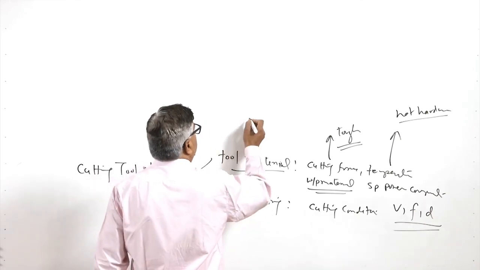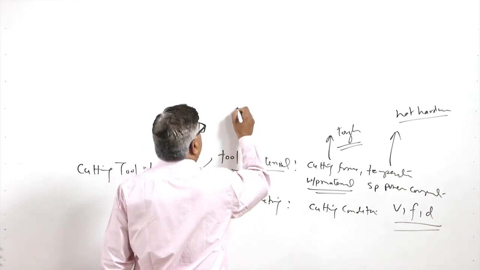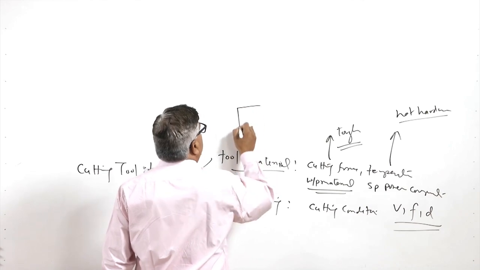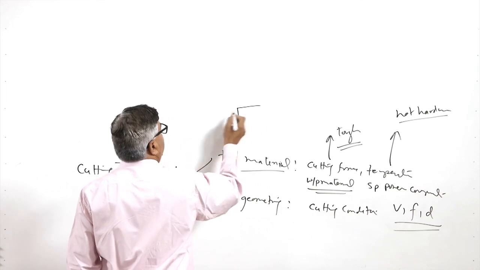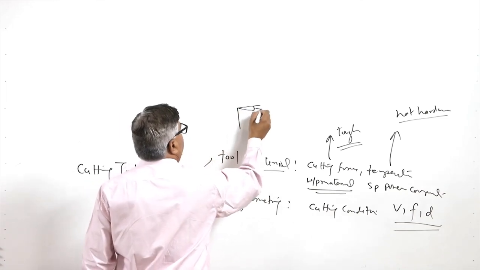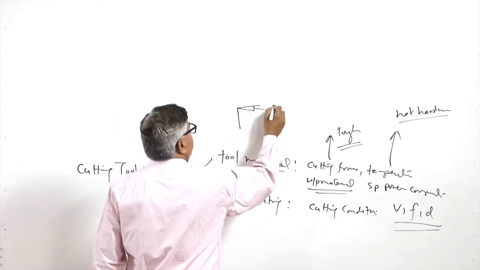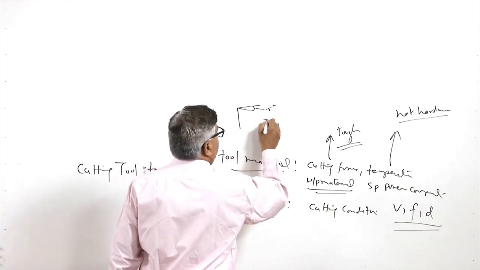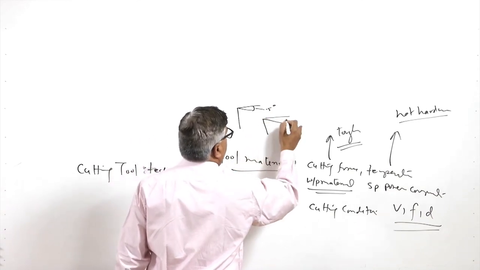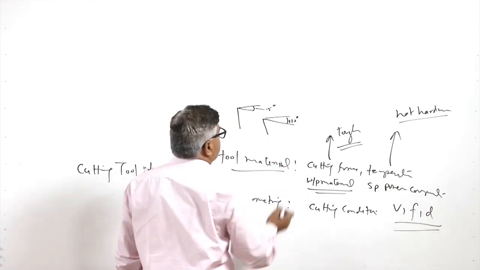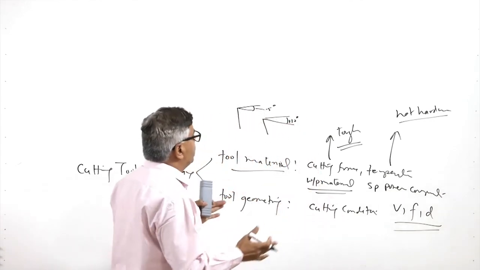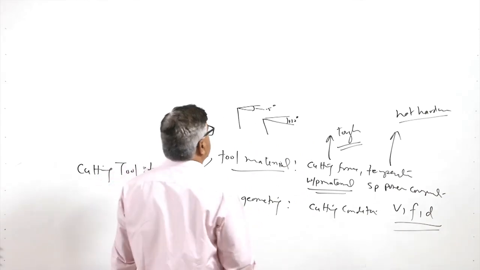Tool geometry primarily involves the kind of rake angle which will be given, whether it is positive or negative. Like this is an example of the negative rake, say -5 degree, or the positive rake, in this way when it is sloping down, say of 10 degree. So, depending upon the kind of tool material we are using, suitable tool geometry is selected.